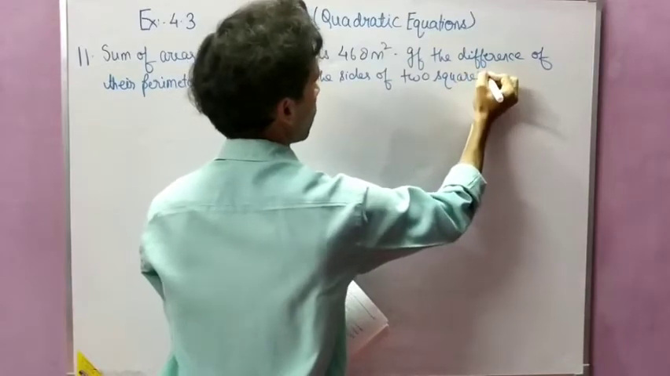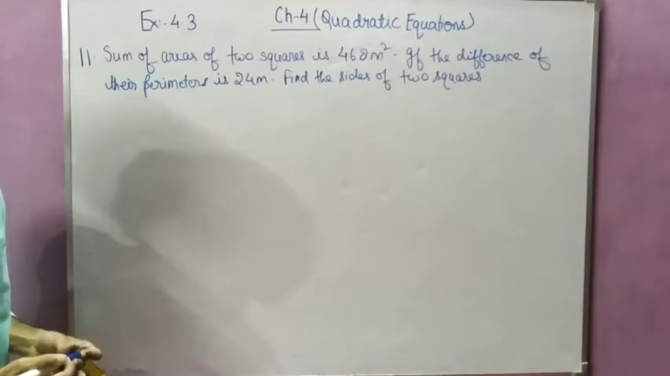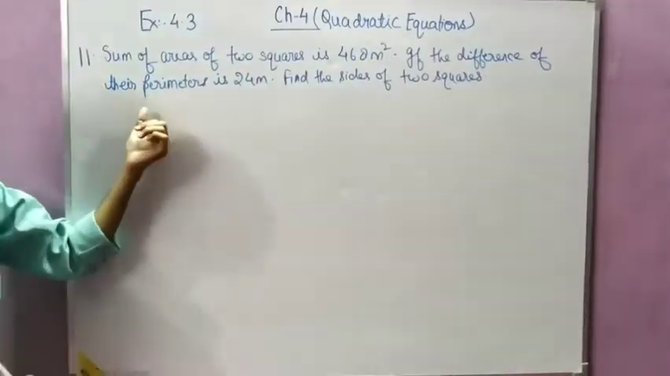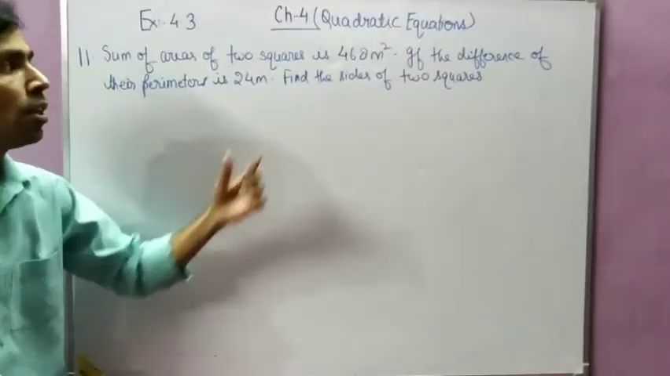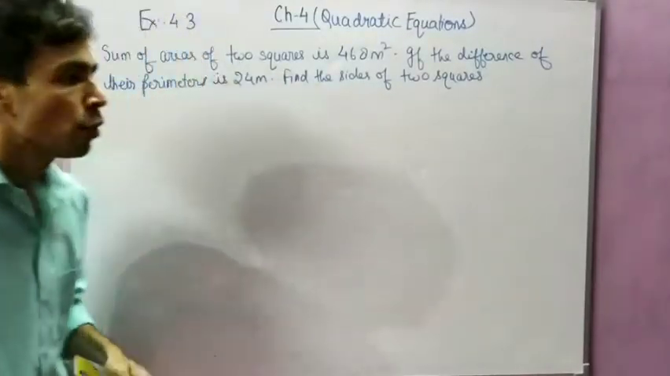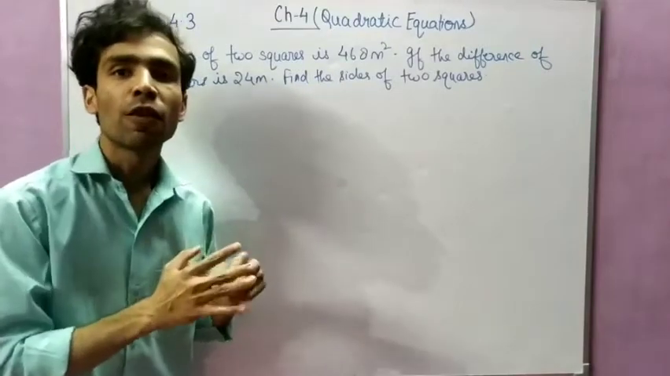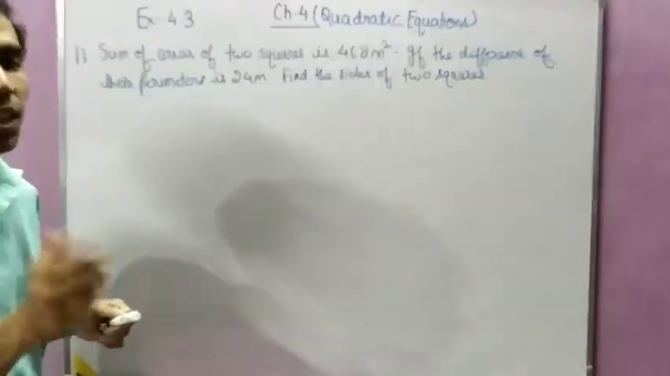So this is the question. There are two squares and the sum of the areas of the two squares is 468, and if the difference of their perimeters is 24 meters, find the sides of the two squares. Because there are two squares, we have to assume one side for each square.